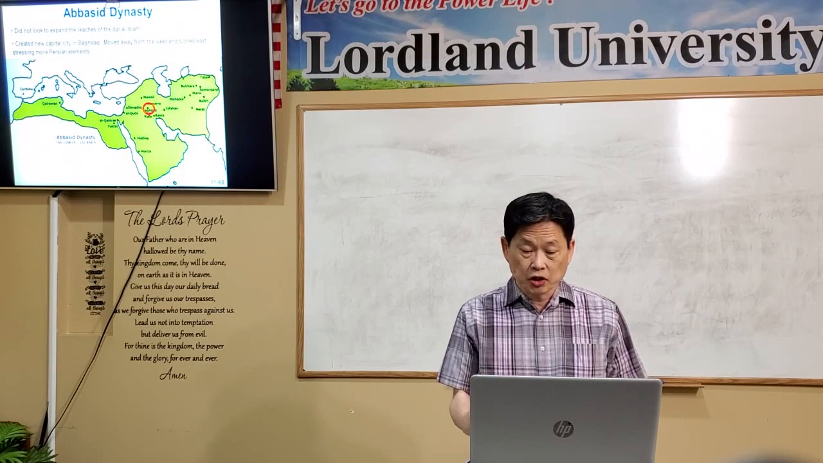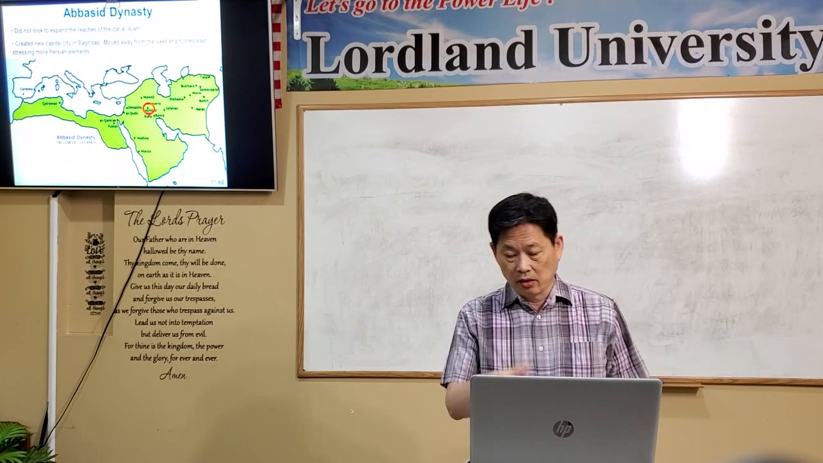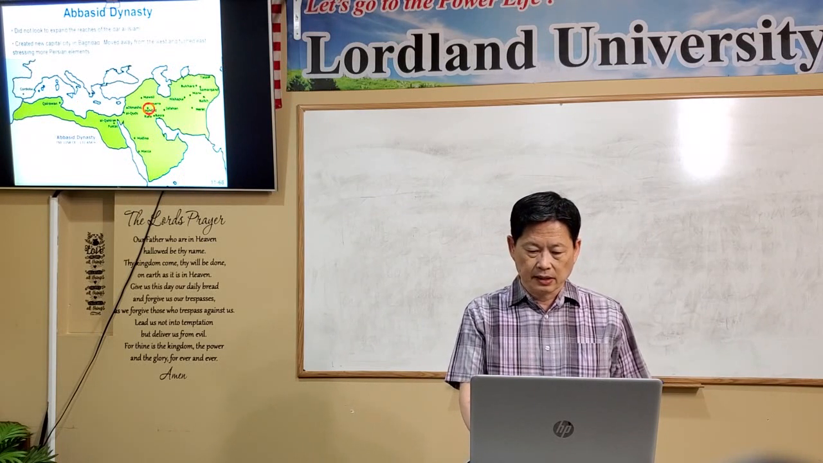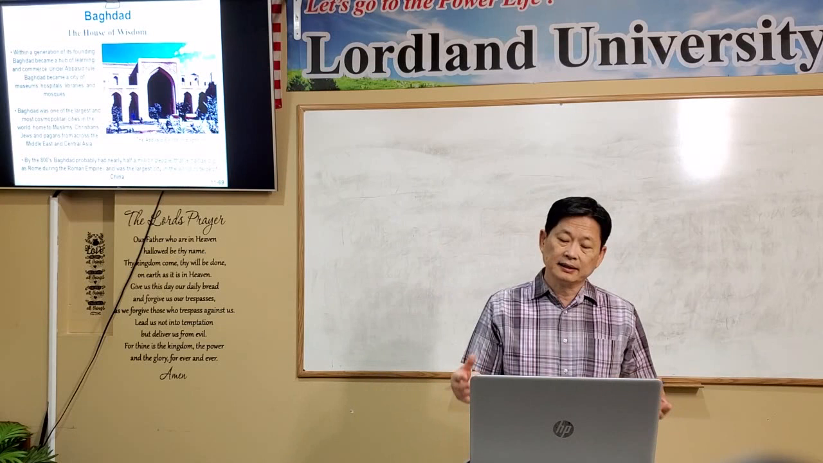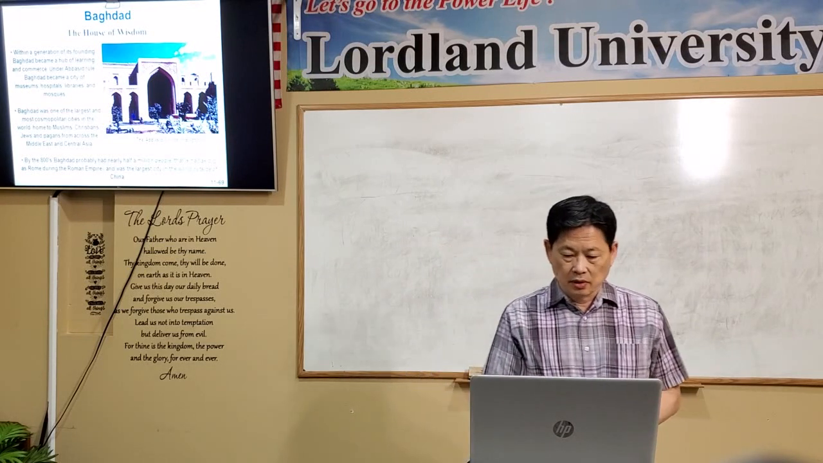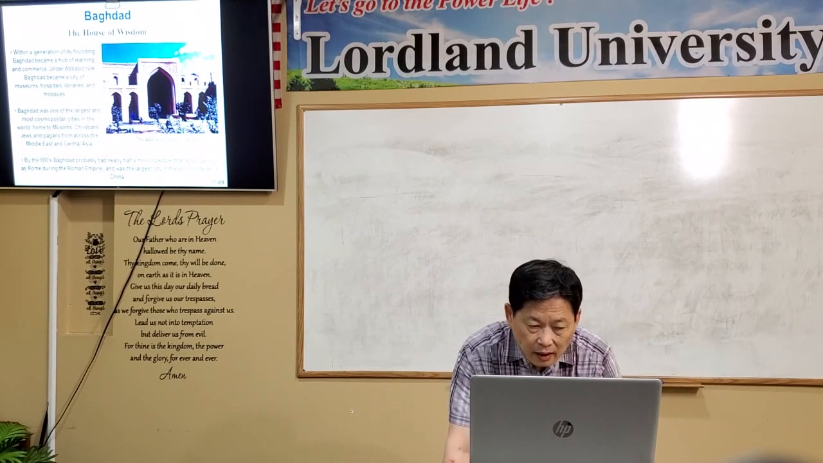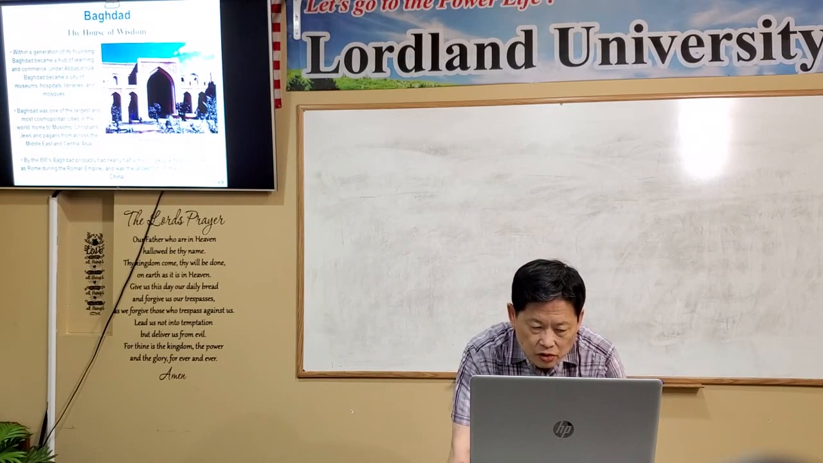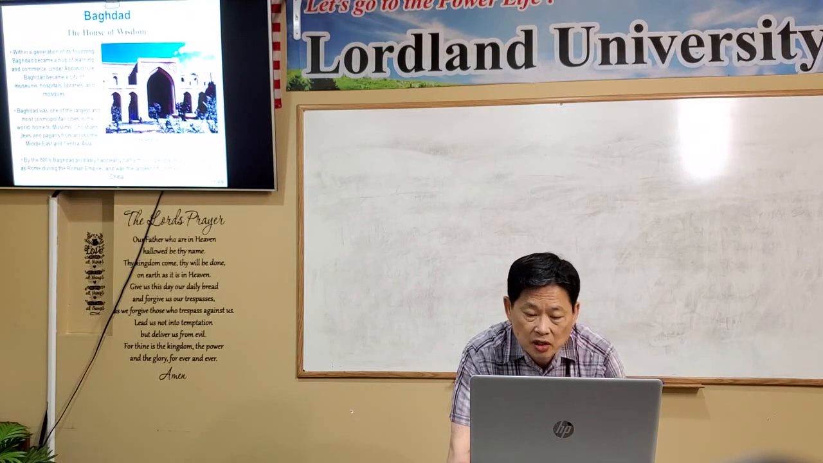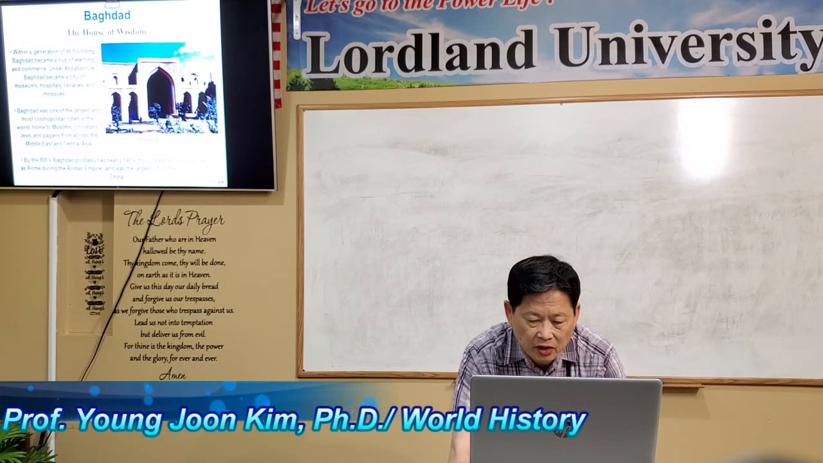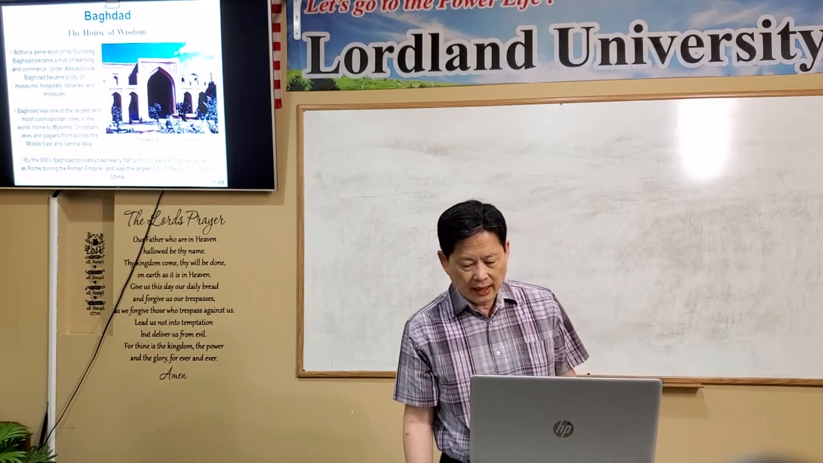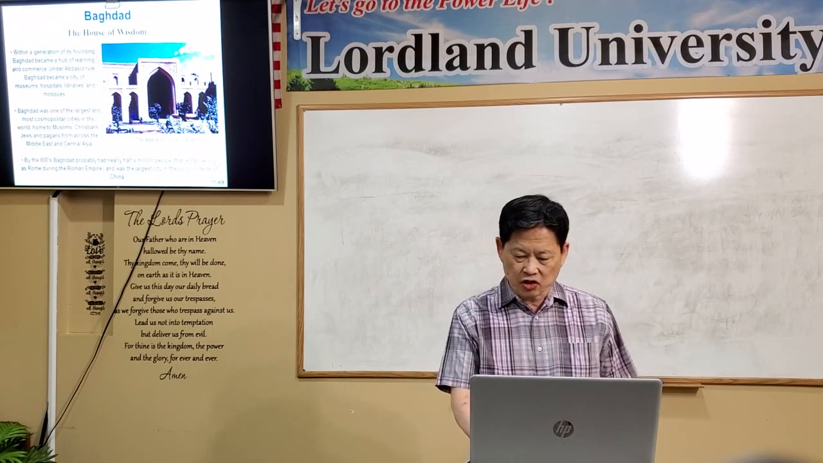This map shows the Abbasid dynasty, a huge territory. The Abbasids created the House of Wisdom, located in Baghdad. Baghdad was one of the largest, most cosmopolitan cities in the world, home to Muslims, Christians, Jews, and pagans from across the Middle East and Central Asia. By the 800s, Baghdad had probably nearly half a million people and was the largest city in the world outside China.